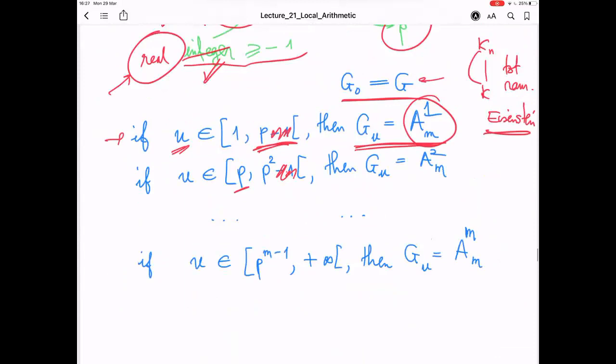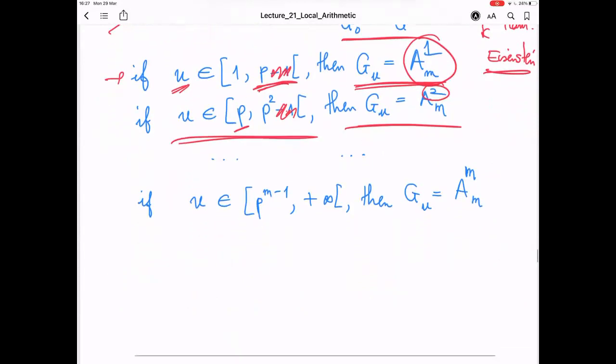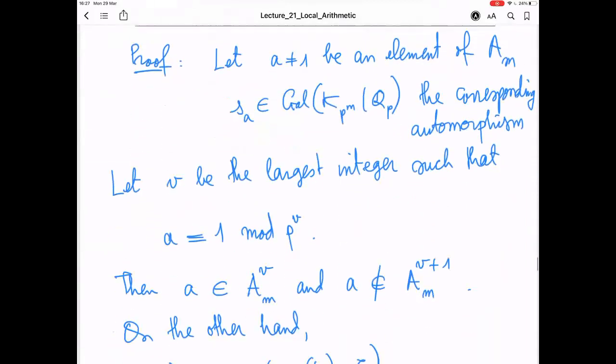And so on. If u is between p and p squared, but not equal to p squared, then this G sub u is equal to a_m^2. And similarly, this goes on. Finally, if u is greater than p to the m minus 1, then G sub u is a_m^m, which is trivial. So what's the proof?